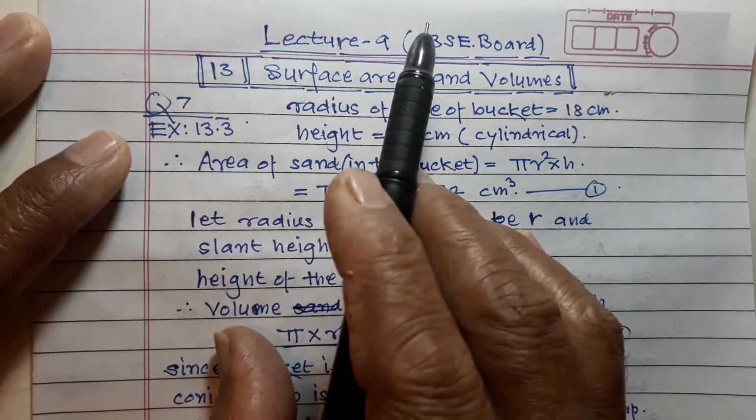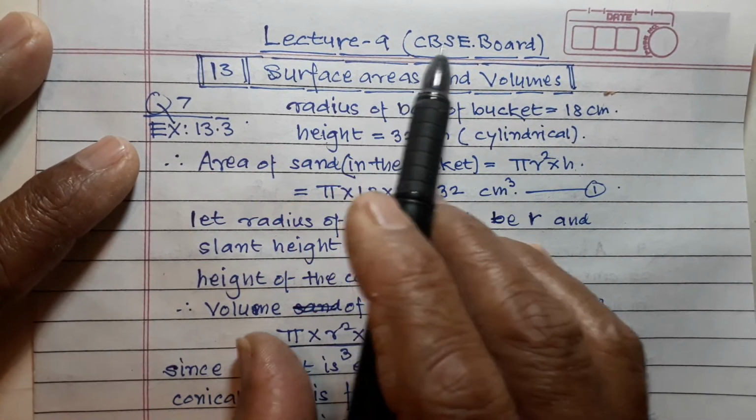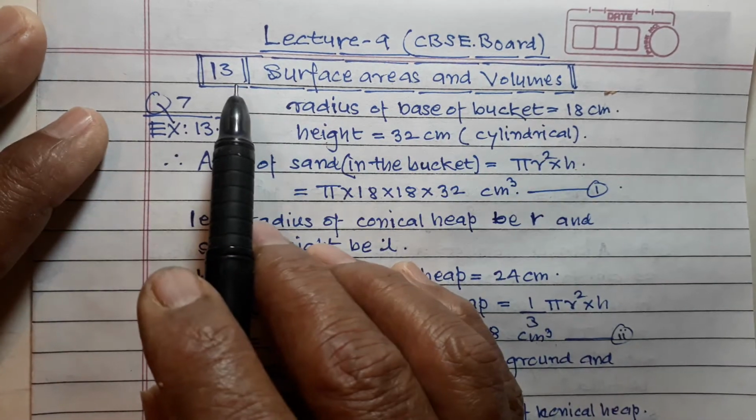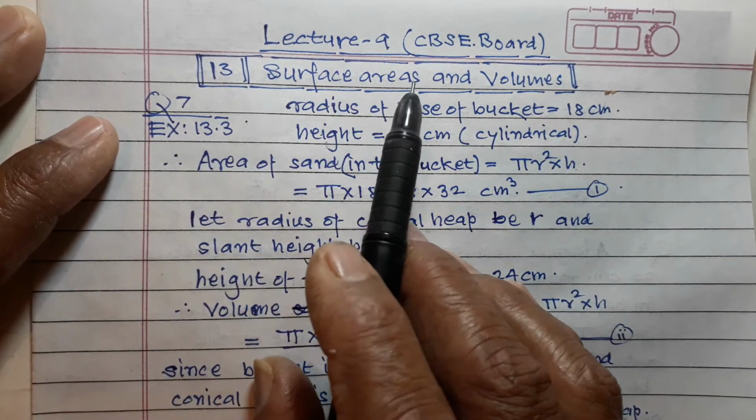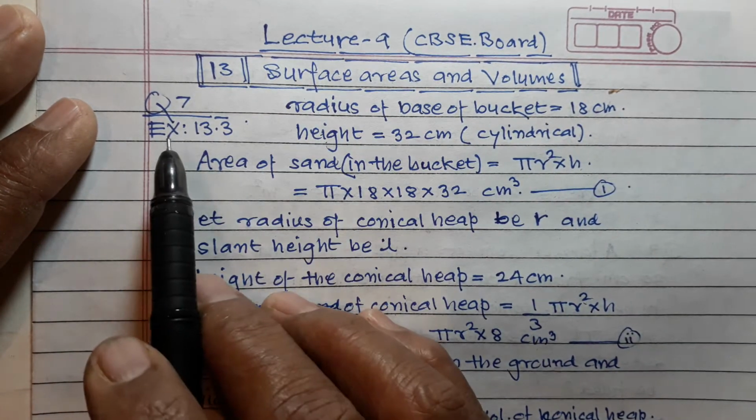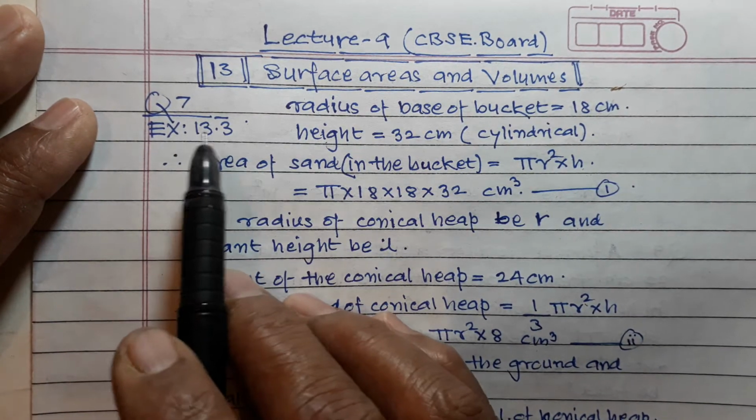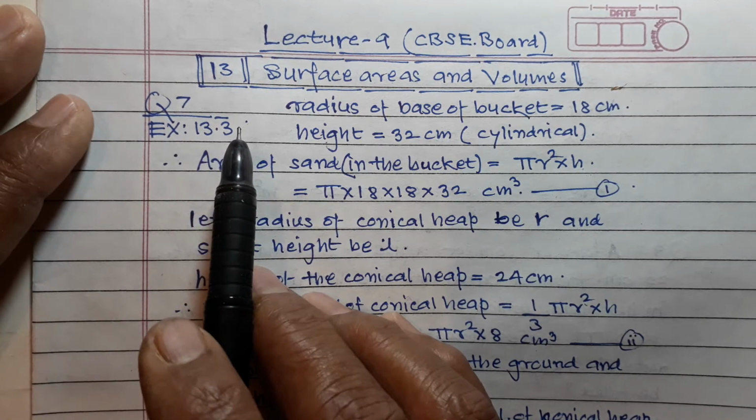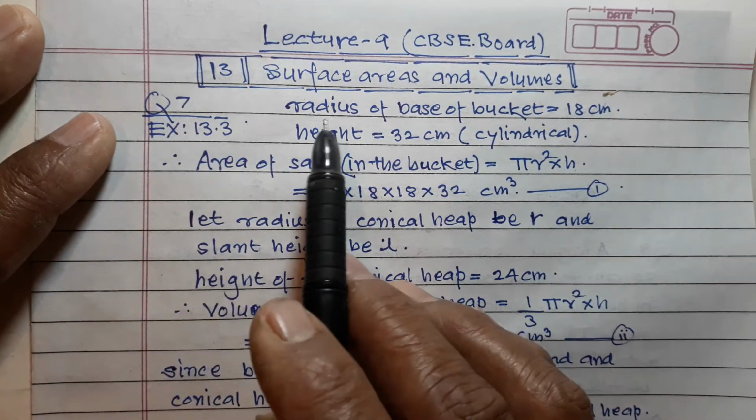Hello, my dear students. Lecture number 9 for CBSE Board. Chapter number 13, Surface Areas and Volumes. In this lecture, I am going to explain some examples from exercise 13.3, question number 7.